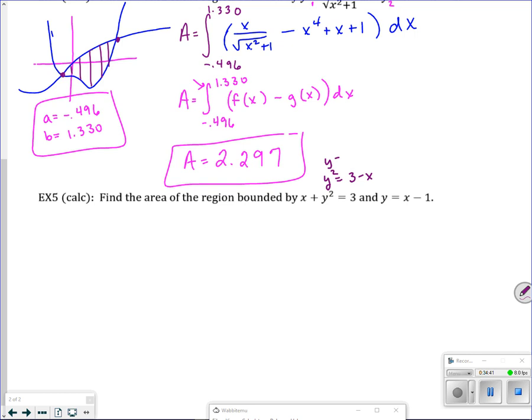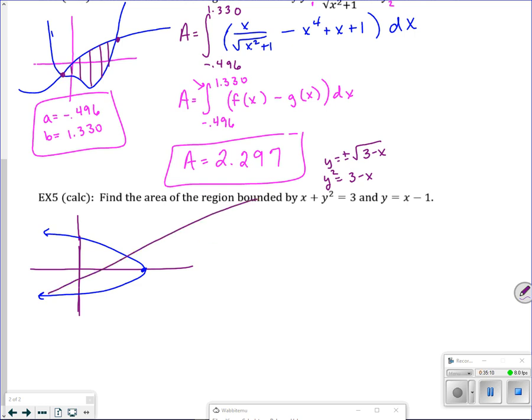So y would be plus and minus the square root of 3 minus x. So what that looks like, and again, if you want to use a calculator to see what that is, if you don't know, that's fine. It's going to be one that's going like this. Okay. And then x minus 1, we all know what that looks like, I do believe. That's going to look like that. So there you go.